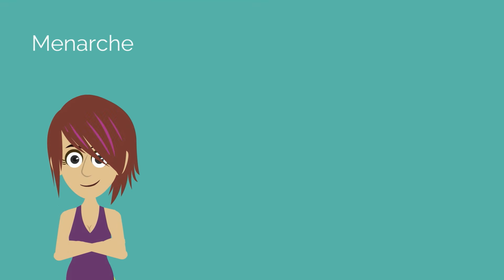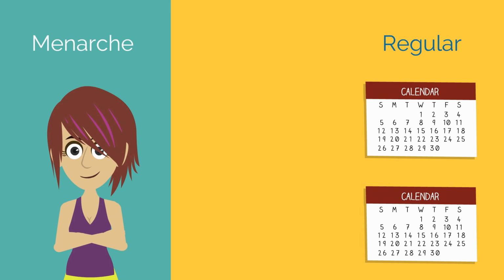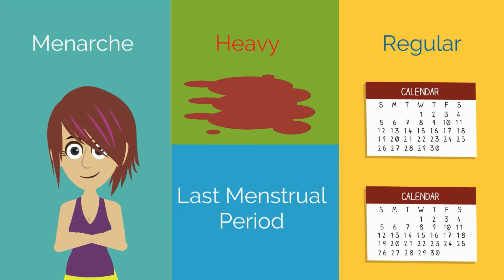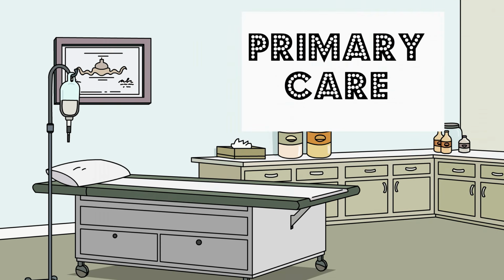Let's start with the menstrual history. Find out her menarche, or the age at which she started menstruating. Find out how regular her periods are. Find out how heavy her periods are and what was the date of her last menstrual period. Why is this important? Let's take a quick trip to the land of primary care.